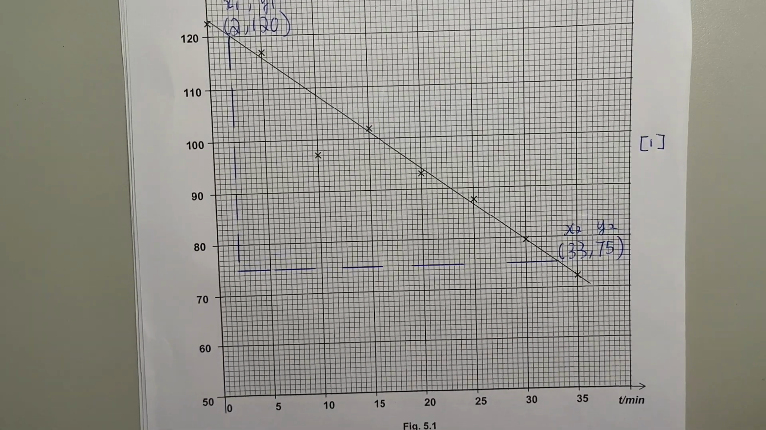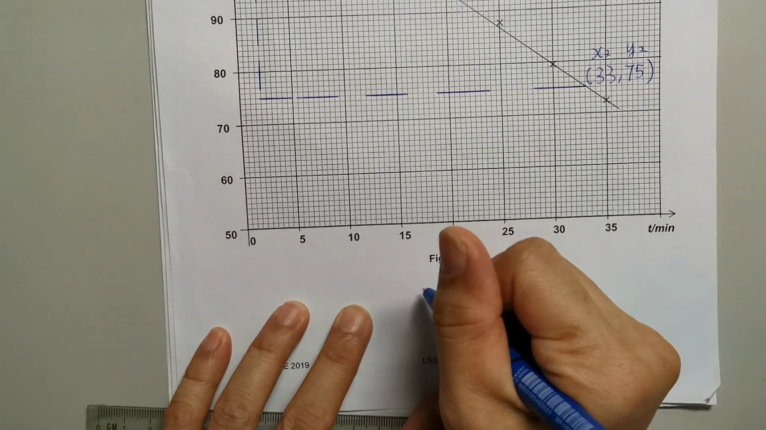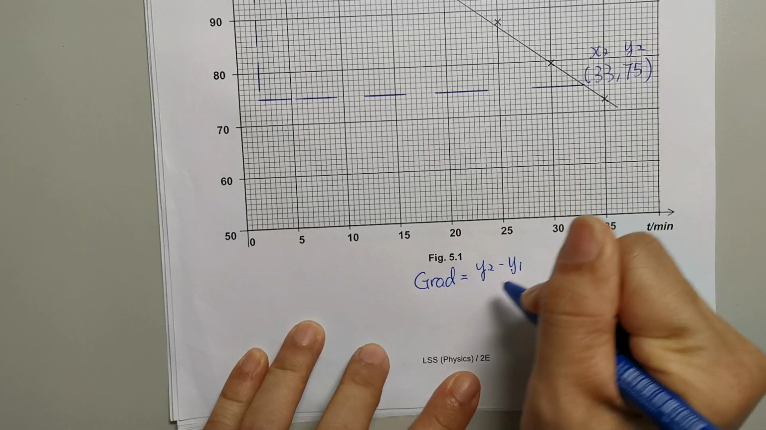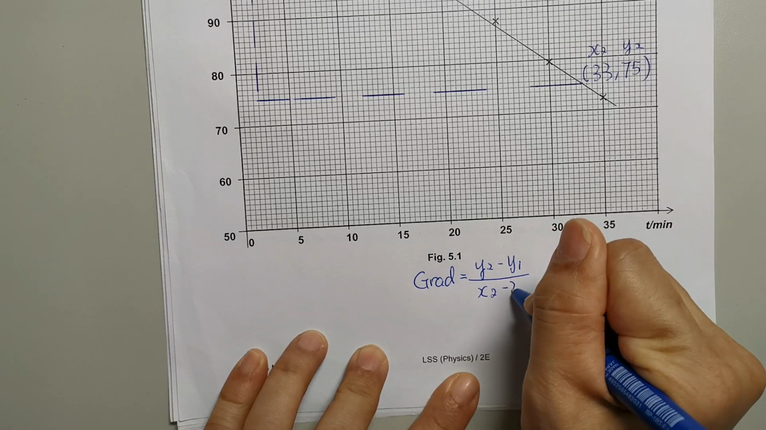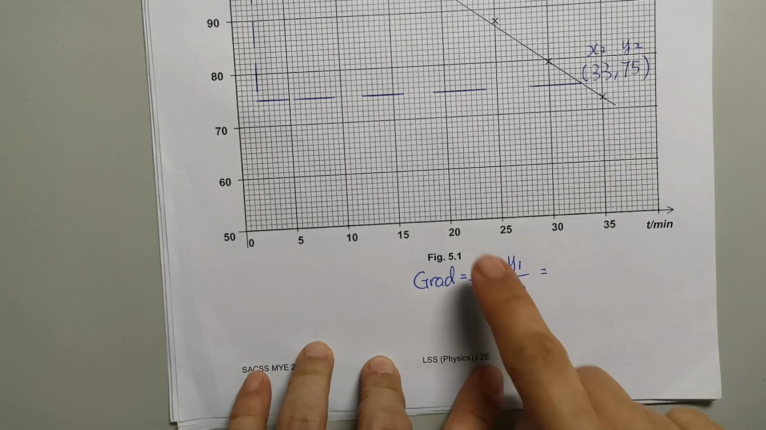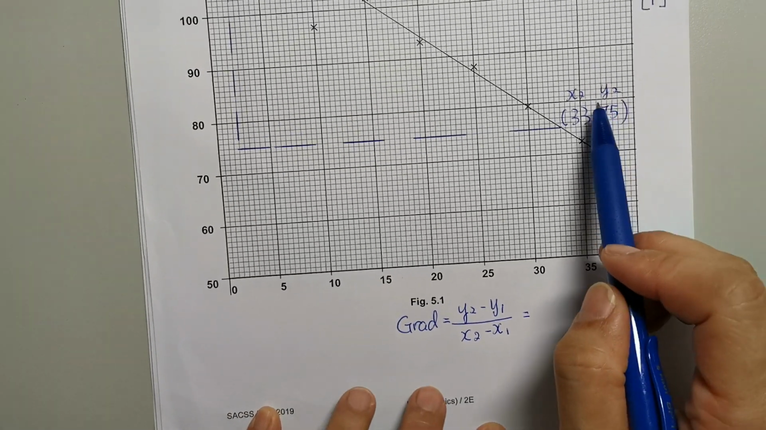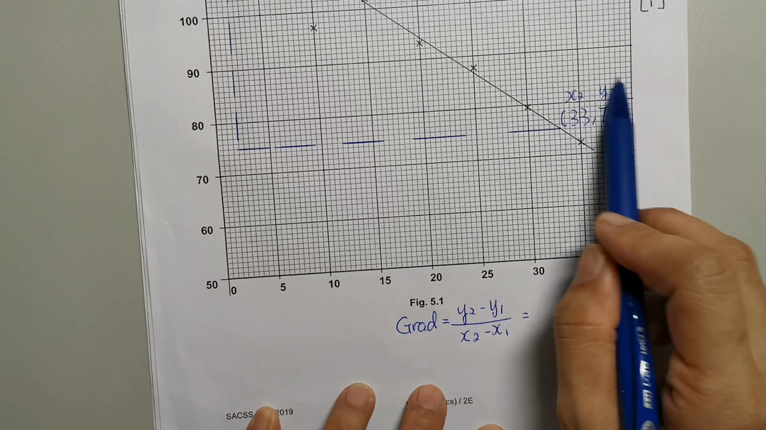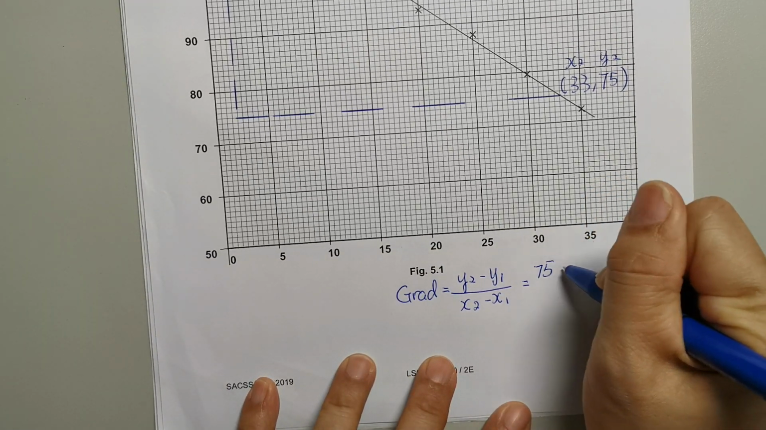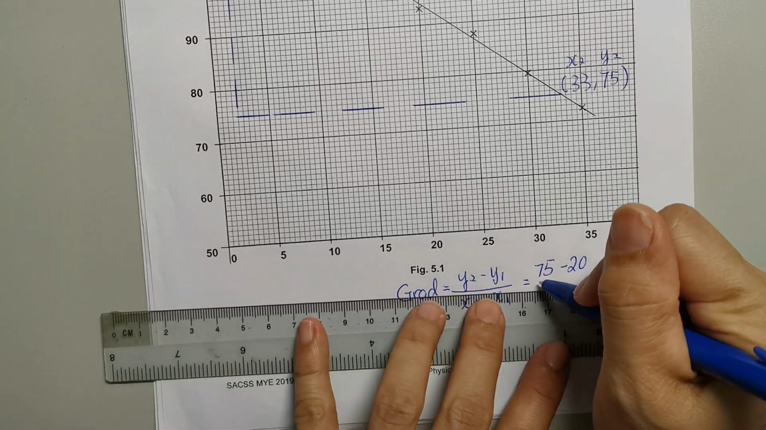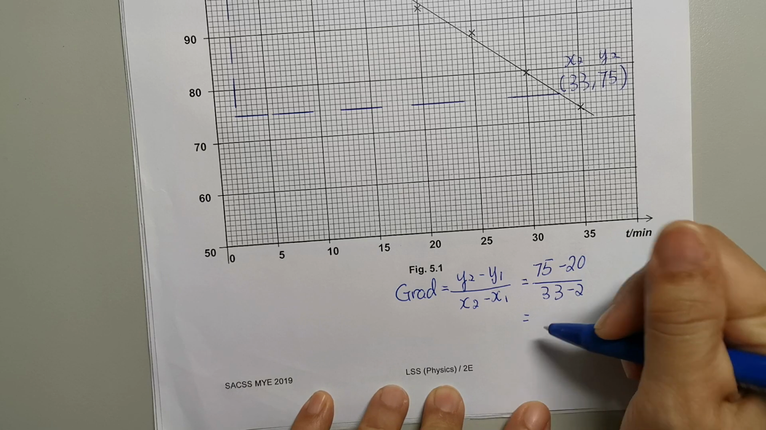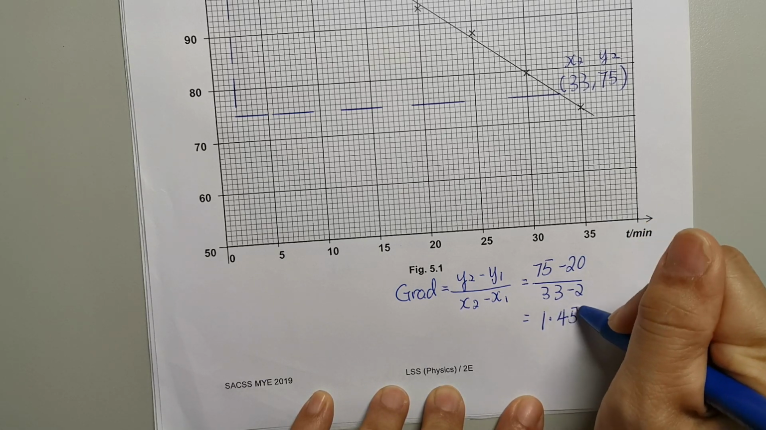To be awarded the other 1 mark, I need to show the working: y2 minus y1 over x2 minus x1. Do not mix up the two. The reason why I write x2, y2 and x1, y1 on top is so that when I substitute, there's less tendency for me to make mistakes. So 75 minus 20, and my x2 is 33, and I got an answer 1.45.